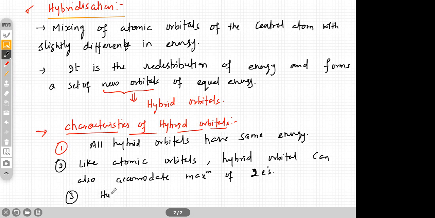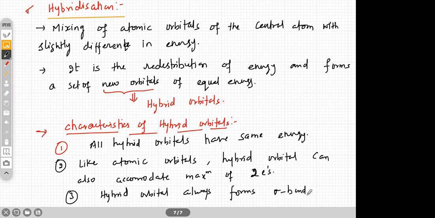Hybrid orbital always forms sigma bond. Hybrid orbital always forms sigma bond and may contain lone pair. Write down, continue this point. Hybrid orbitals always form sigma bonds and may contain lone pairs.